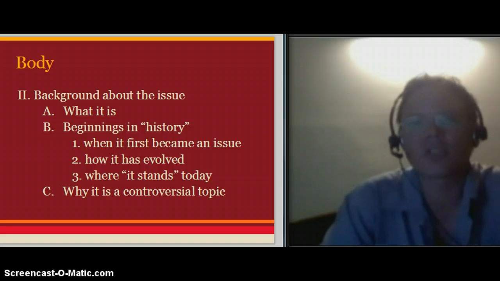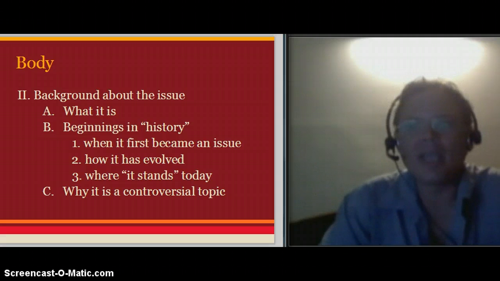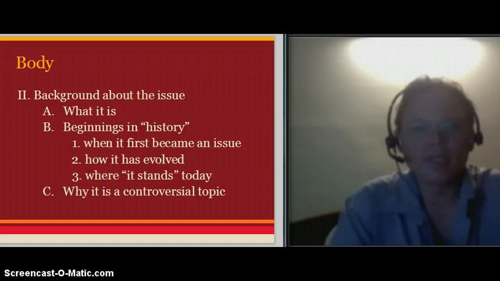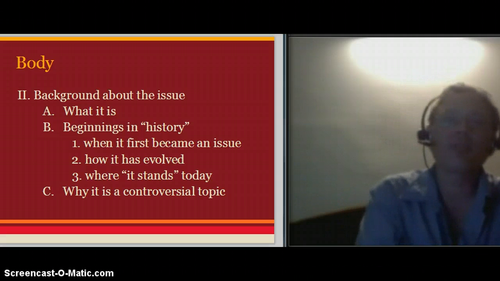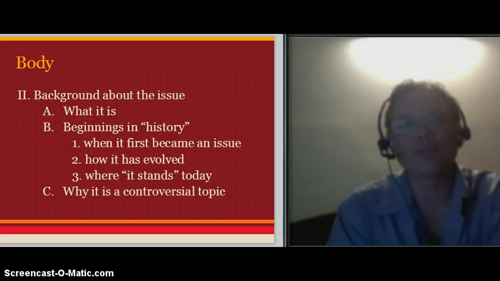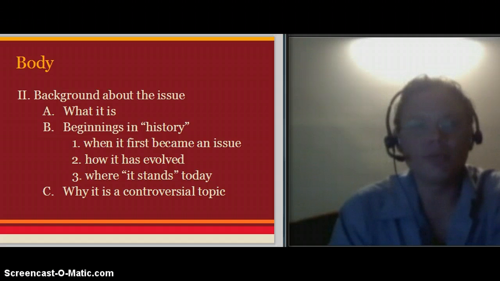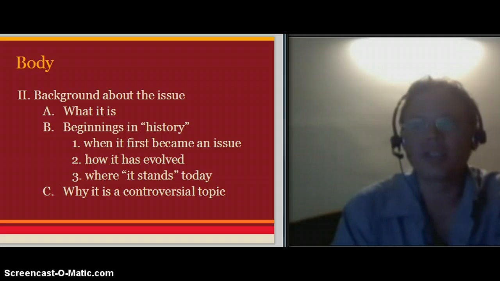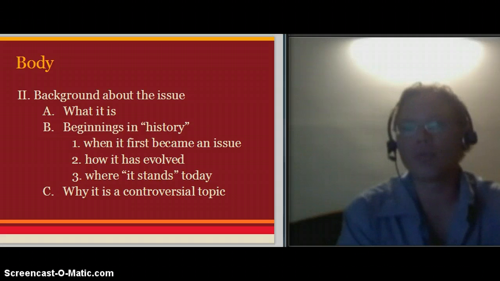When did it first come about? When did it become an issue? How has the issue evolved? And where does the issue stand today? And so there are some things that we're grappling with that have gone back for centuries, and there's some things that we're grappling with that are relatively new. So this will be interesting, depending on which topic that you pick. It'll be interesting to see how far back some of these things go that we're still grappling with today.